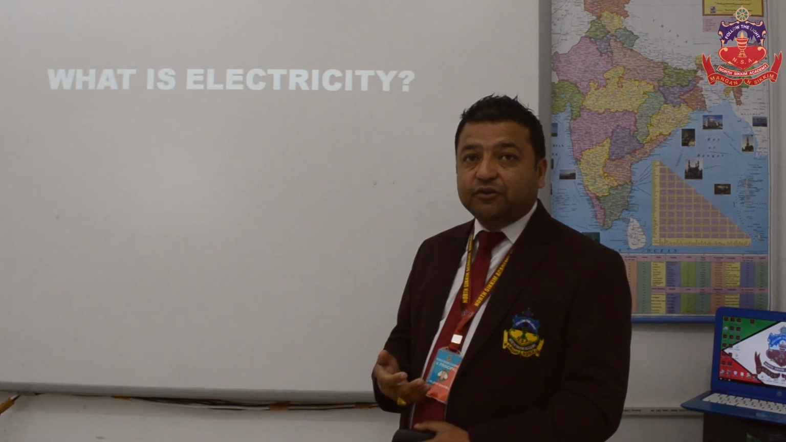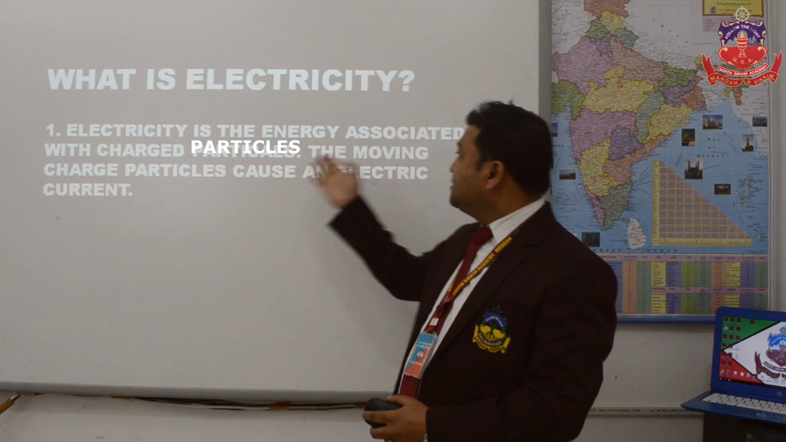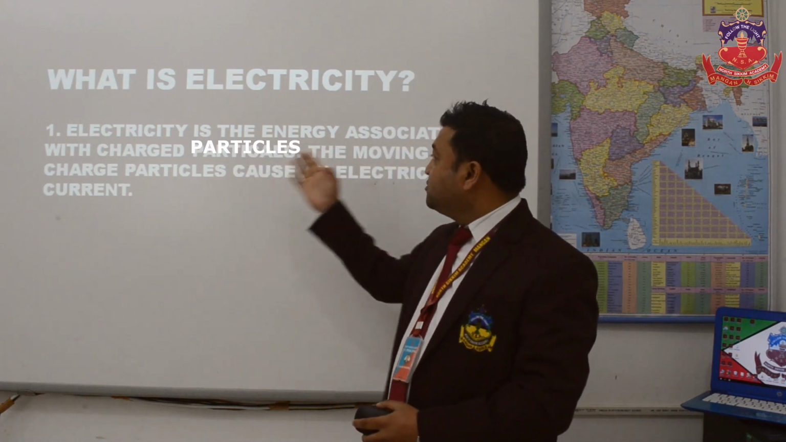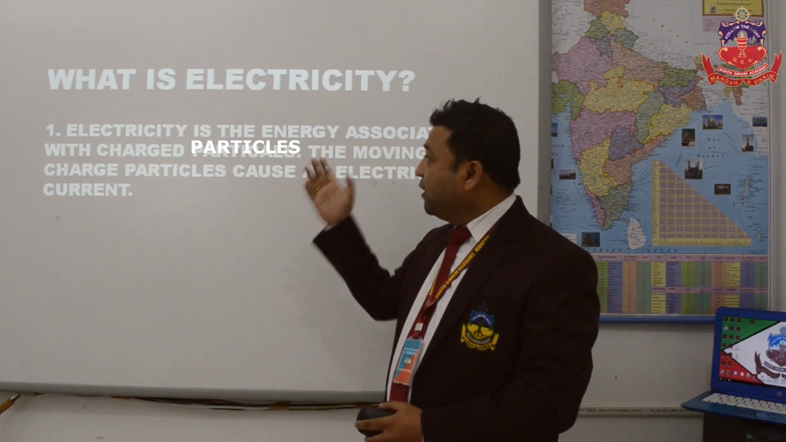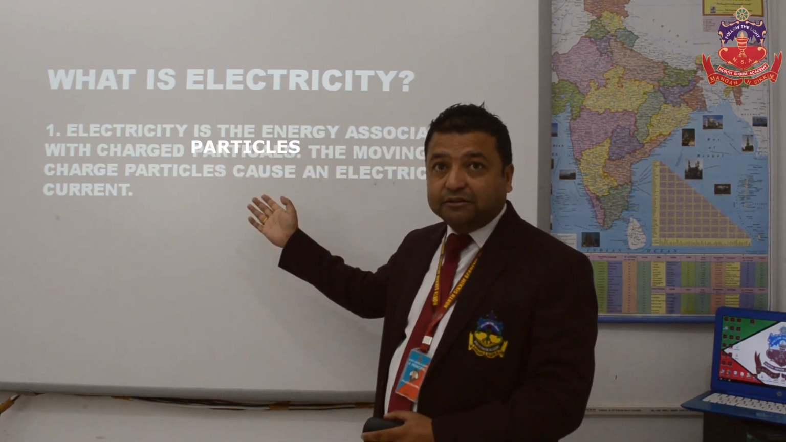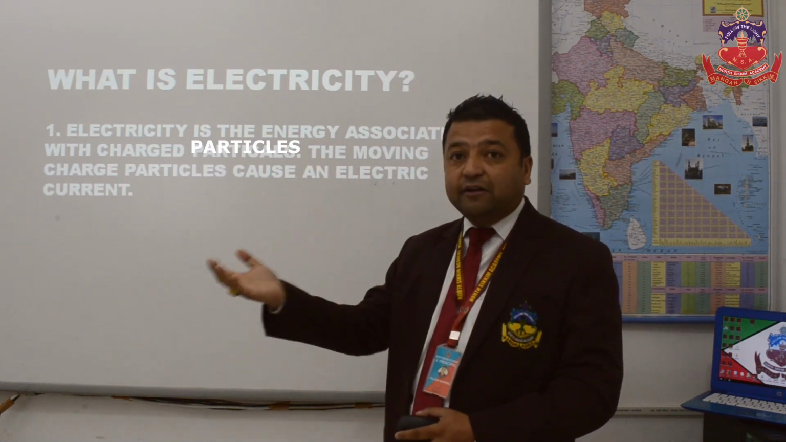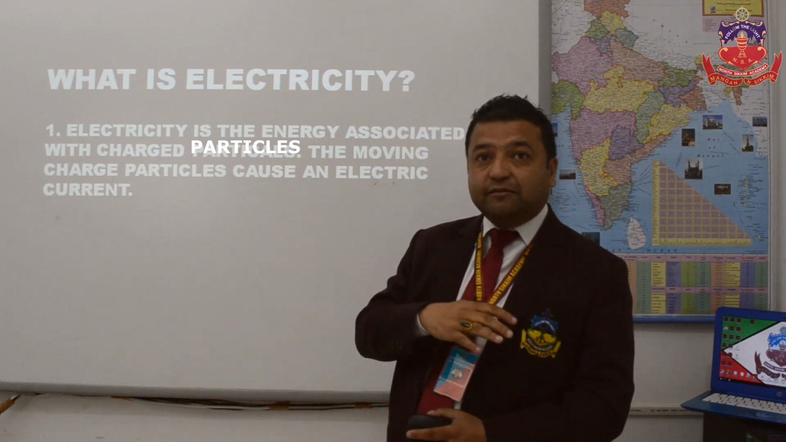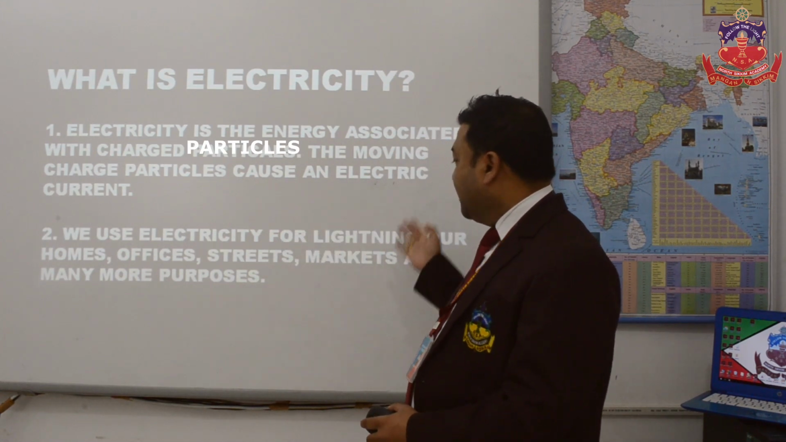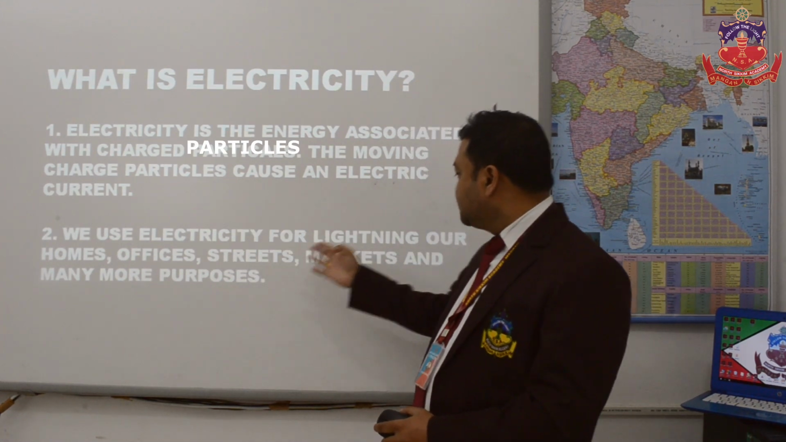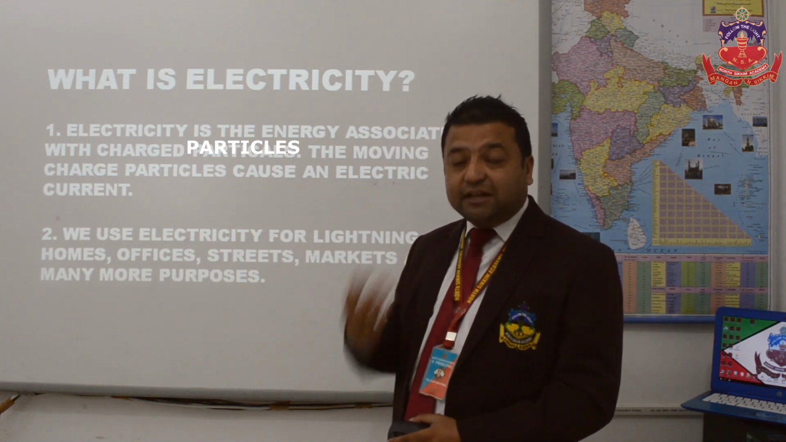Now let us discuss the first topic, that is electricity. What is electricity? Now electricity is the energy associated with charged particles. The moving charged particle causes an electric current. Now these charged particles help the flow of current from positive terminal to negative terminal. Now we use electricity for lighting our homes, offices, streets, markets and many more purposes which we use in day-to-day life.